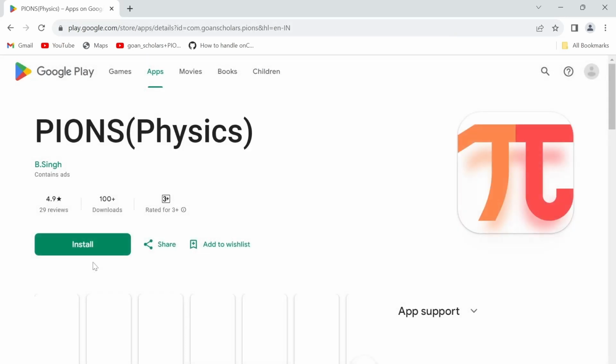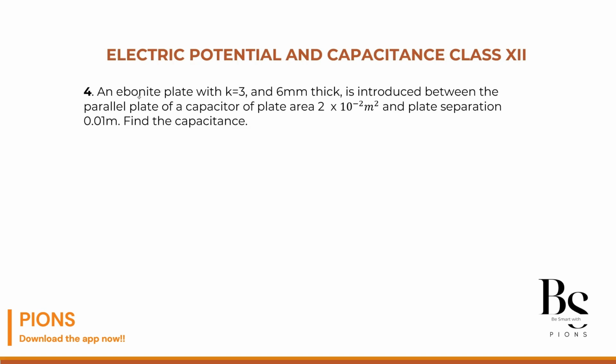Download the app now. An ebonite plate, now you don't have to care about what it is because it's a dielectric, with dielectric constant K value 3 and 6 millimeter thick. So thickness T is 6 millimeter, which I write as 6 into 10 to the power minus 3 meters. It is introduced between the parallel plates of a capacitor with plate area A equal to 2 into 10 to the power minus 2 meter square, and the plate separation D here is 0.01 meter.